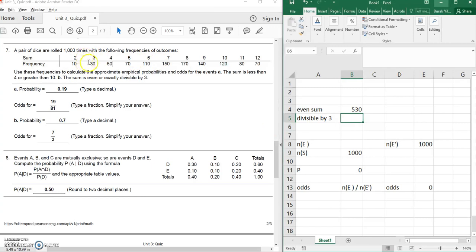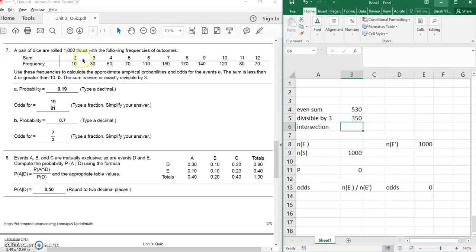Divisible by 3 is 3, 6, 9, and 12, which is 30 plus 110, that makes 140, plus another 140, 280, plus 70, that makes 350. But notice there's an intersection here. There's an intersection because some of these even sums are also divisible by 3, so we're counting them twice, which is not right. So we gotta figure out which ones are even and divisible by 3.